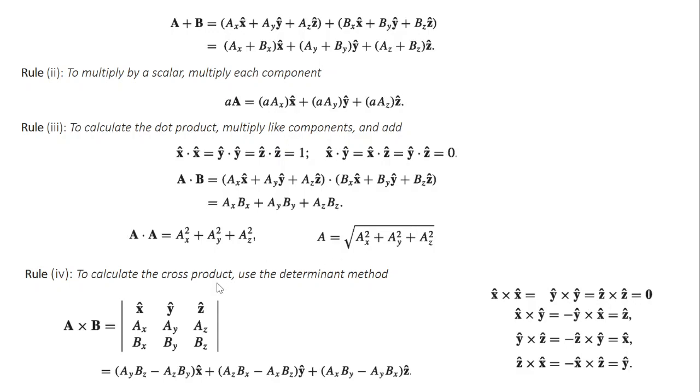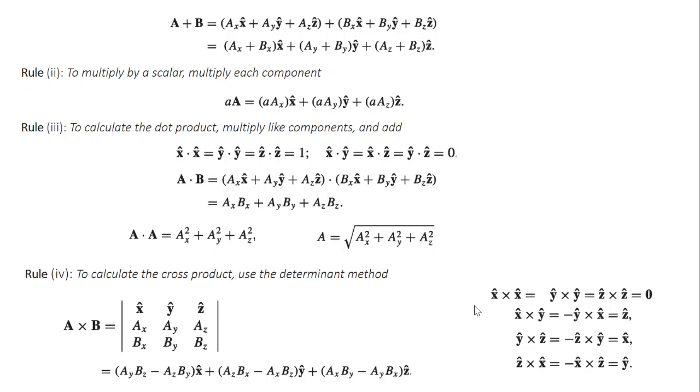Similarly, if you want to calculate the cross product, you can use the determinant method. So a cross b equal to determinant. In the first row you have the basis vectors, in the second row you have components of a vector, and in the third row you have components of b vector. So you know how to expand this. So this is equal to (ay bz minus az by) into x cap plus (az bx minus ax bz) into y cap plus (ax by minus ay bx) into z cap.